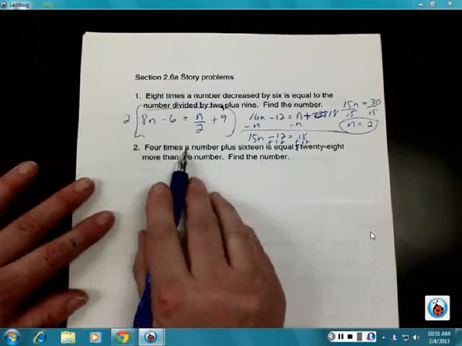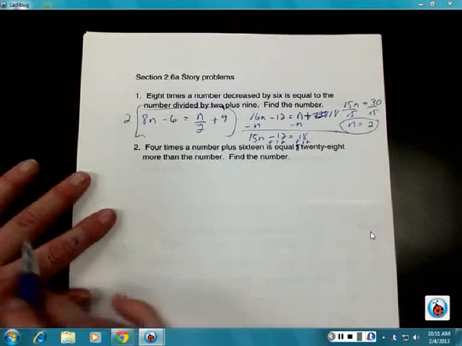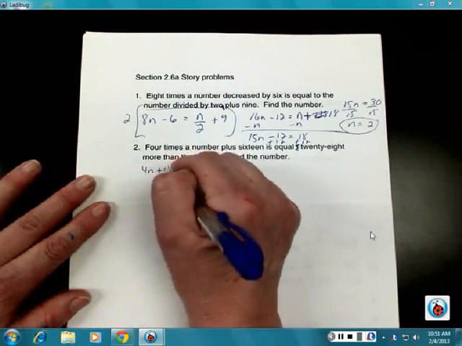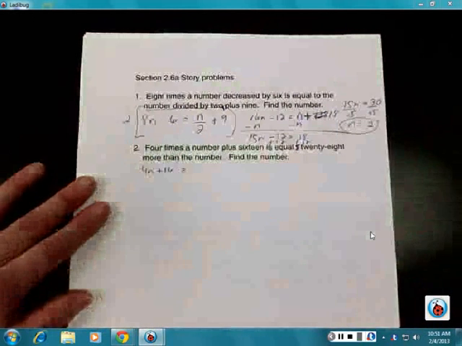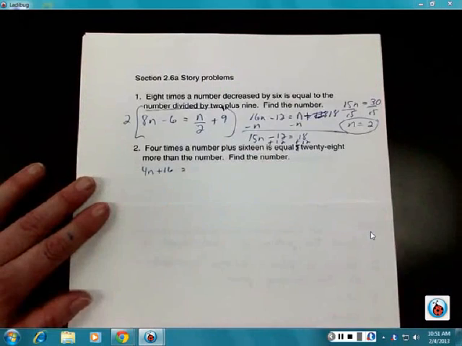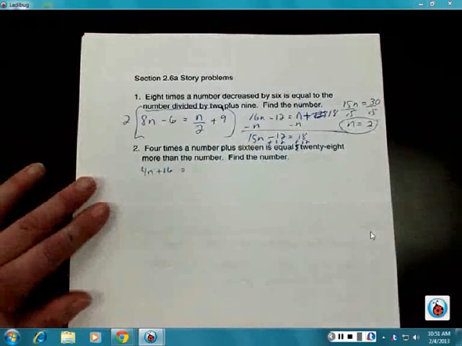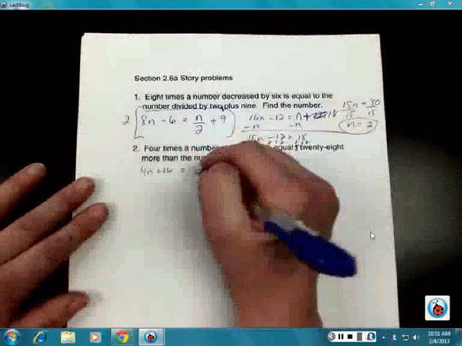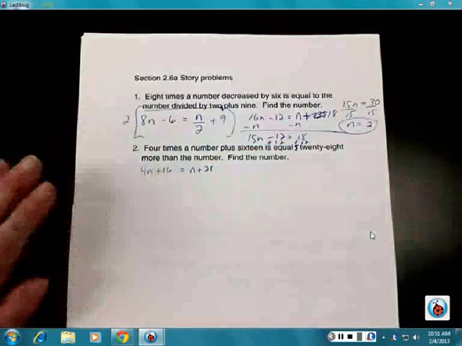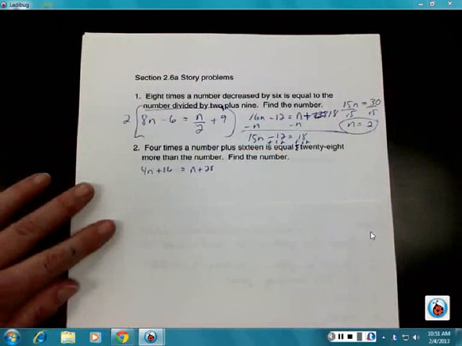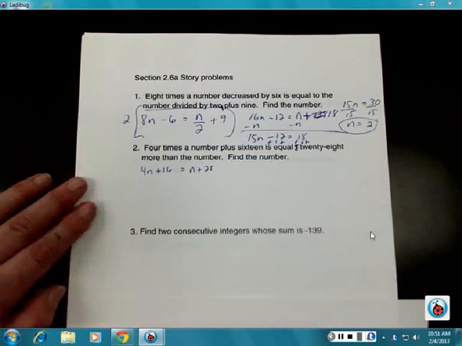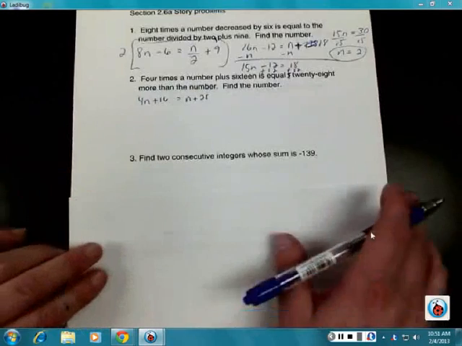4 times a number plus 16. So what does that mean? 4n plus 16 equals 28 more than a number. Does it go 28 plus n, or is it n plus 28? n plus 28. Okay, and you can solve it from there, correct? Correct. You guys good after that? Okay. n equals 4.